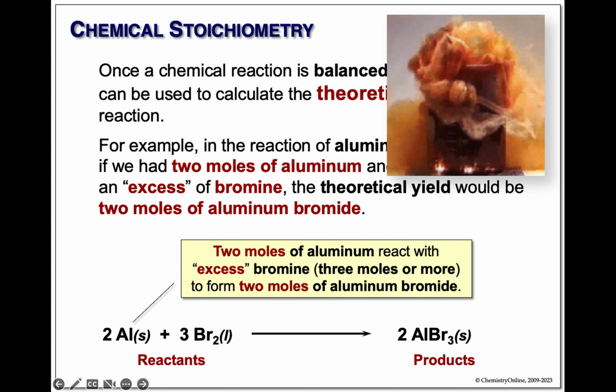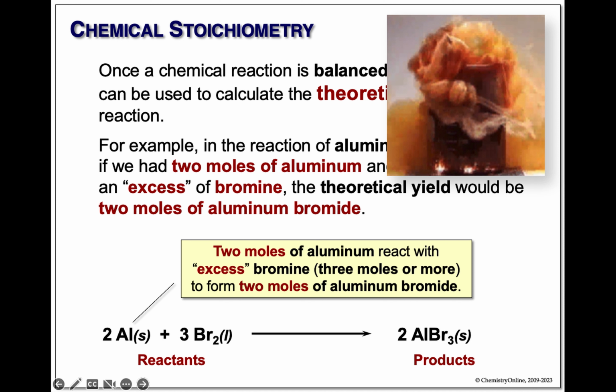That means that the 2 aluminums define how much product you can get. 2 aluminums, 2 aluminum bromides. It's a concept of limiting reactants. We'll talk very briefly about that later. Any questions?